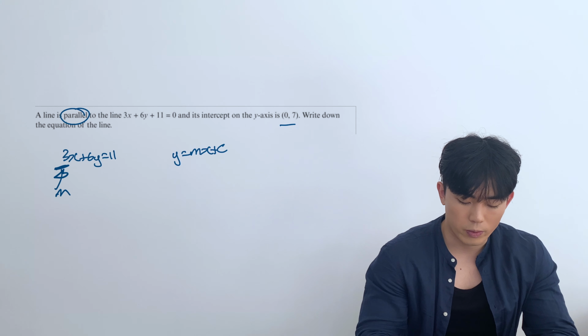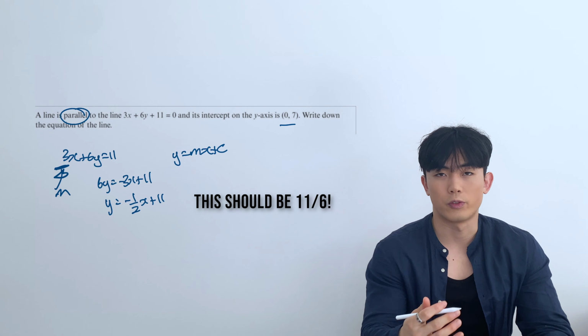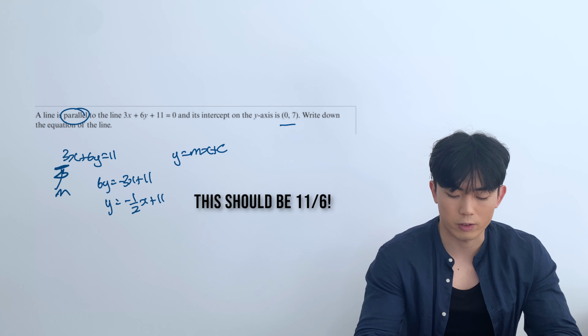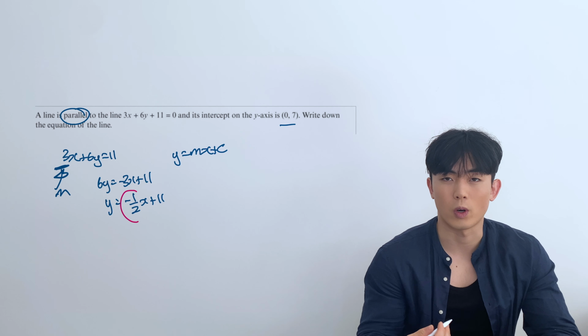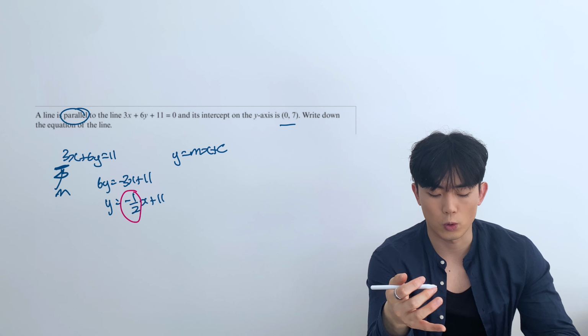So rearranging it, we have 6y is equal to -3x minus 11. Dividing everything by 6, we get y is -1 over 2 x minus 11 over 6. Now we've got it in the general form of y is mx plus c, and we can work out the gradient. So the gradient is -1 over 2. The gradient of the first line is -1 over 2, meaning the second line is also -1 over 2 because they are parallel.